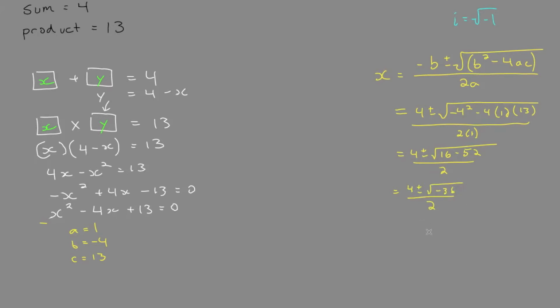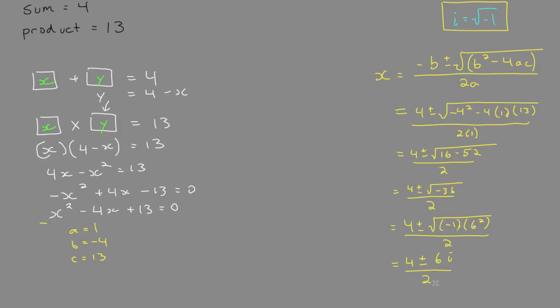Okay, now how do we simplify this? We have a perfect square number under the root. Factor out the negative as an i. So we have a -1 times 6 squared. And when we have -1 underneath the root, we can pull that out as just i. And you remember when we have a square under the root, we can pull that out. So we would have 4 plus or minus 6i over 2.